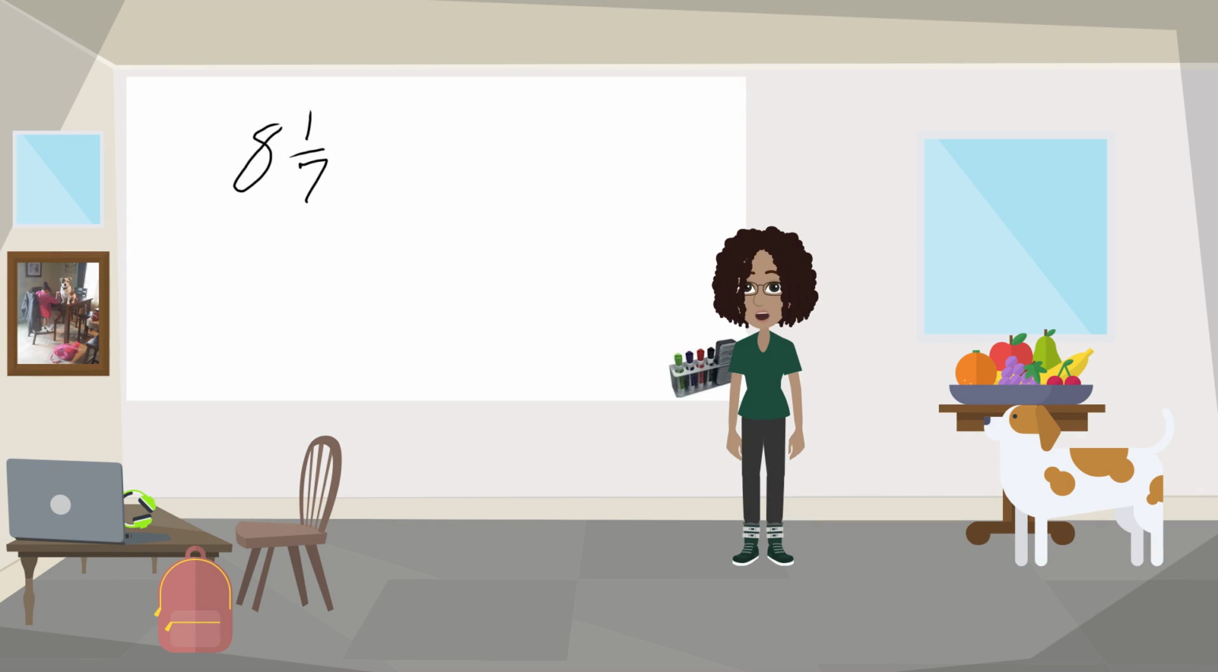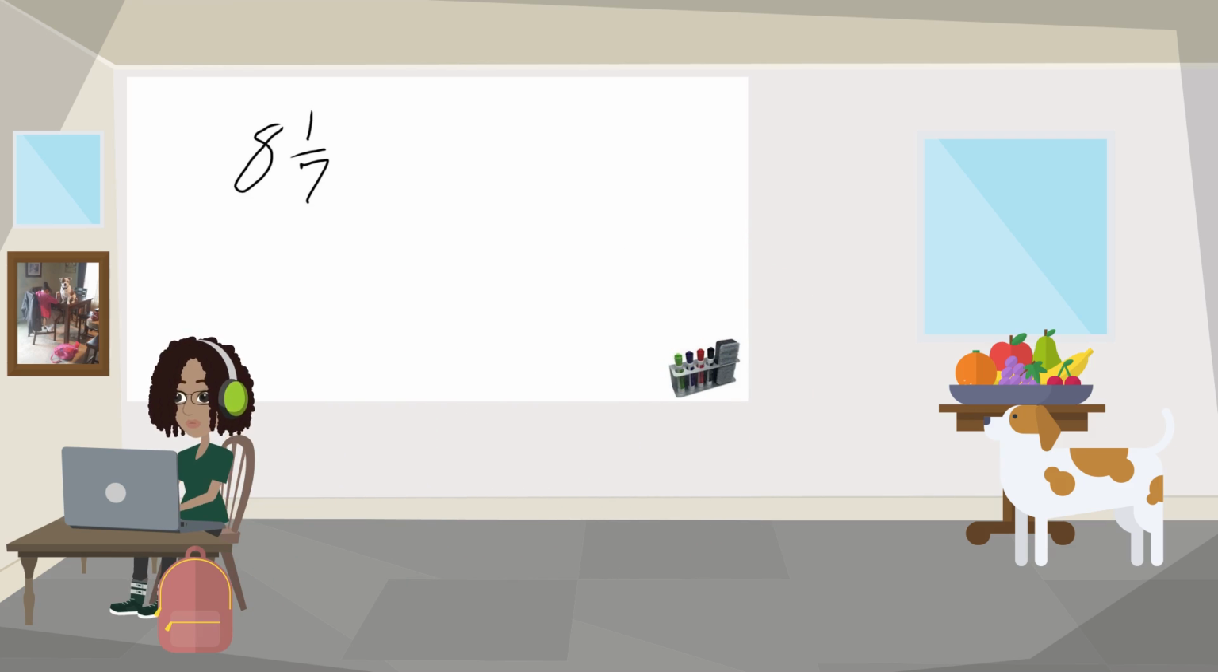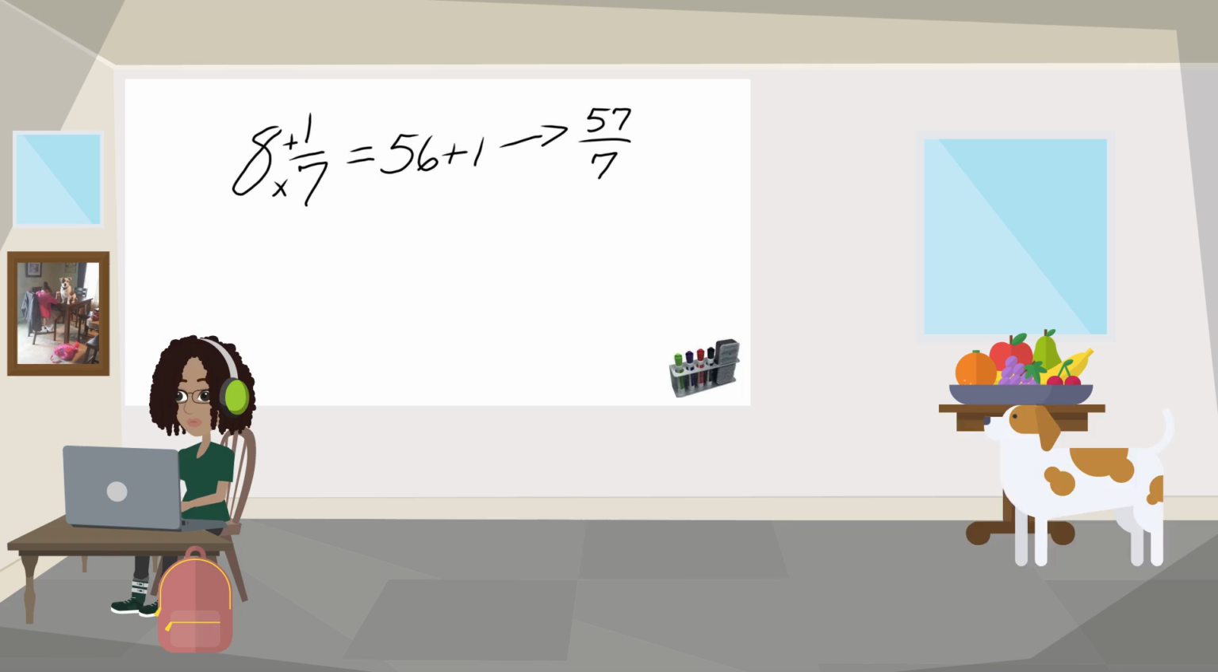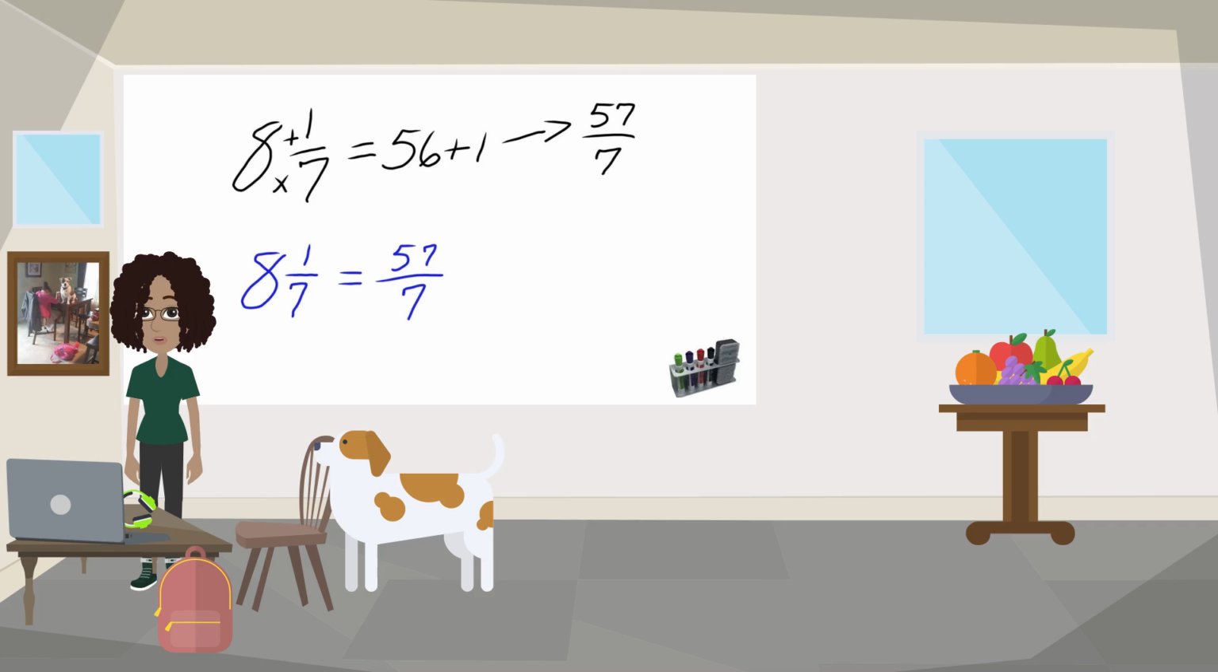Let's convert 8 1/7 to an improper fraction. First, multiply 7 by 8, then add 1. This calculation will give you your numerator for your equivalent fraction. Remember, the denominator is the same for your equivalent fraction. Pause this video if you need more time to convert 8 1/7 to an improper fraction. Eight 1/7 is equal to 57/7.